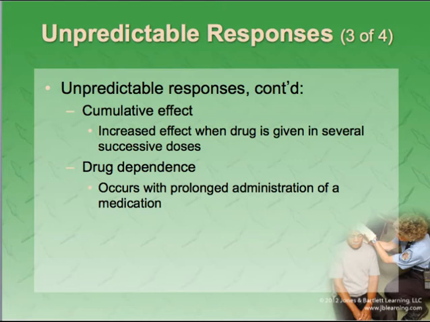A cumulative effect, this happens whenever drugs are given in successive dosages, and what happens is the effects of the drug are compounded. Now, instead of having given the patient 5 milligrams, now all of a sudden the body has 10 milligrams available to it. So you're expecting a 5 milligram response, and in reality they're getting a 10 milligram response.